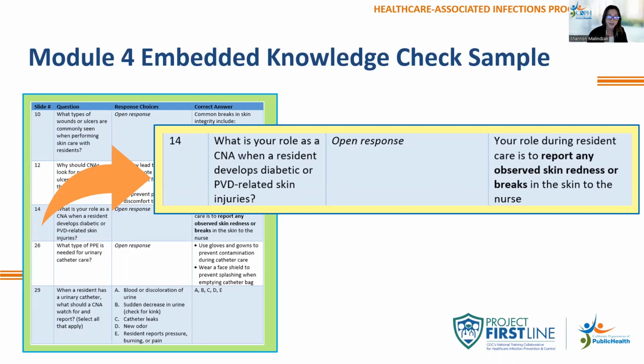Here we ask, what is your role as a CNA when a resident develops diabetic or peripheral vascular disease-related skin injuries? This is an open response question, so as trainers, we should pause here for 5 to 10 seconds to allow for thought and response. This might seem like a long time to wait on your end, but we want to make sure our staff have enough time to process what they just learned and heard to provide a thoughtful response. After some time and maybe some volunteered responses, you can then review the correct answer and review incorrect answers as needed.